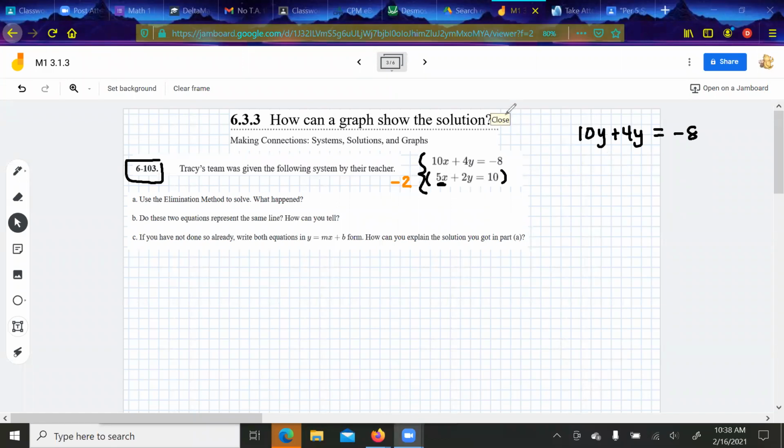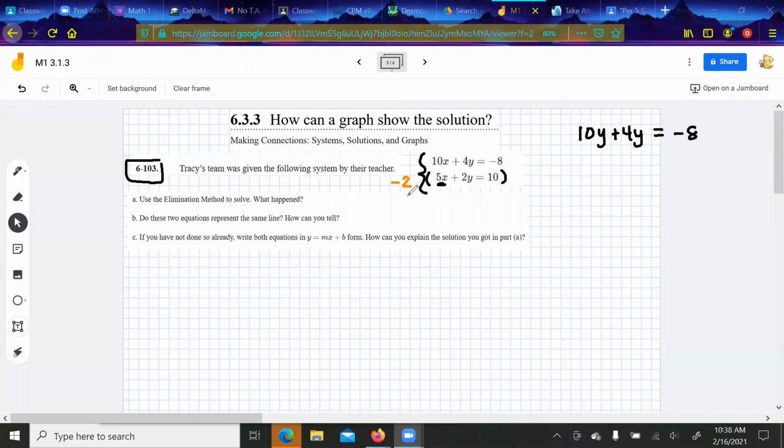-2, okay? So far, we've only been multiplying by -1, but you can multiply by any number. It doesn't have to be just 1. Okay, we can multiply by 2, we can multiply by 3, we can multiply by -3, we can multiply by -5, we can multiply by -10. We can multiply by any number we want. It doesn't have to just be -1.